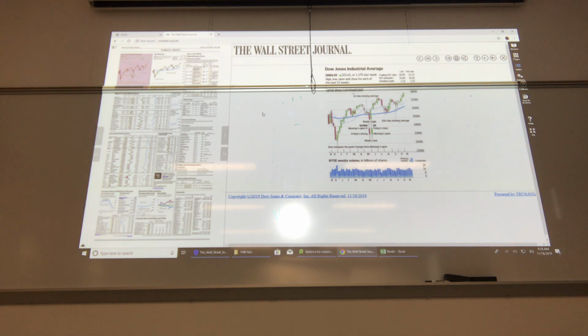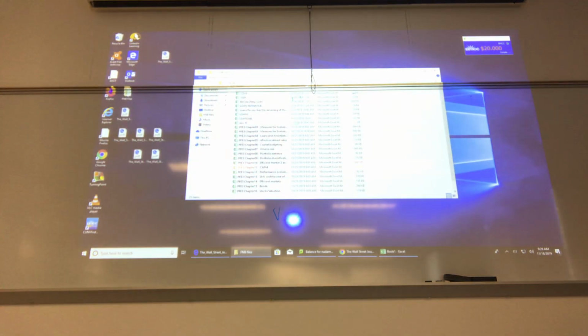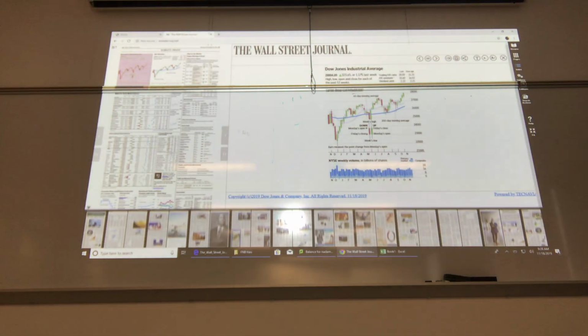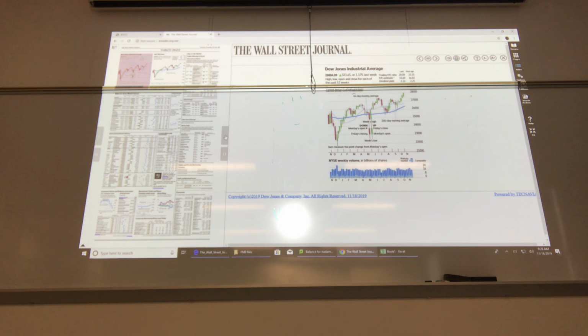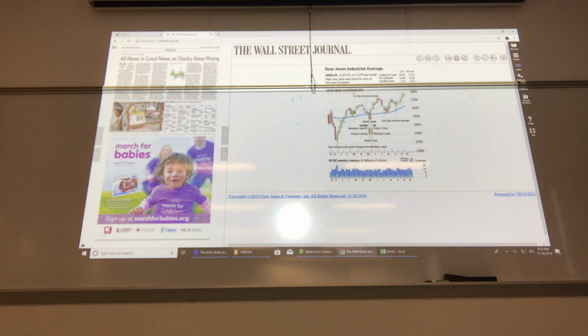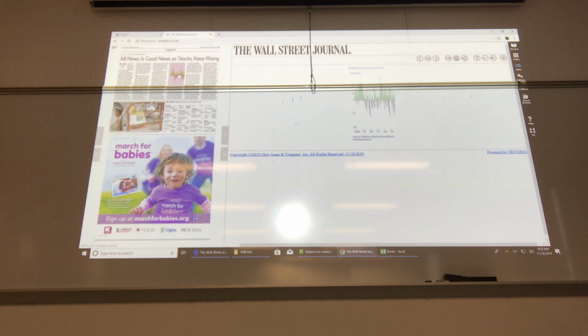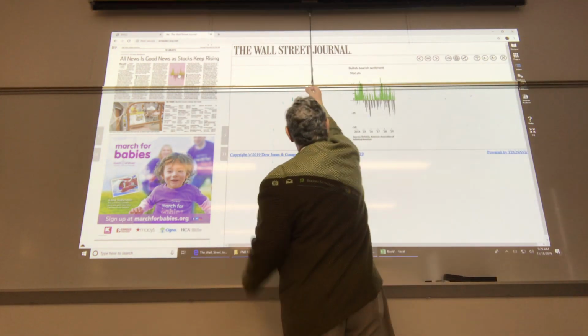And I want to see what is happening with the rest of the newspaper. I go on and I see what is happening with the rest of my newspaper. Another picture that tells me the same thing.